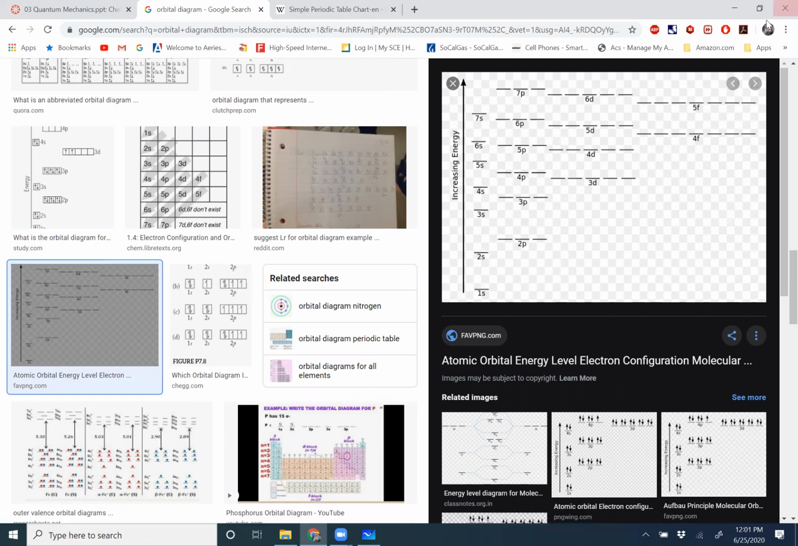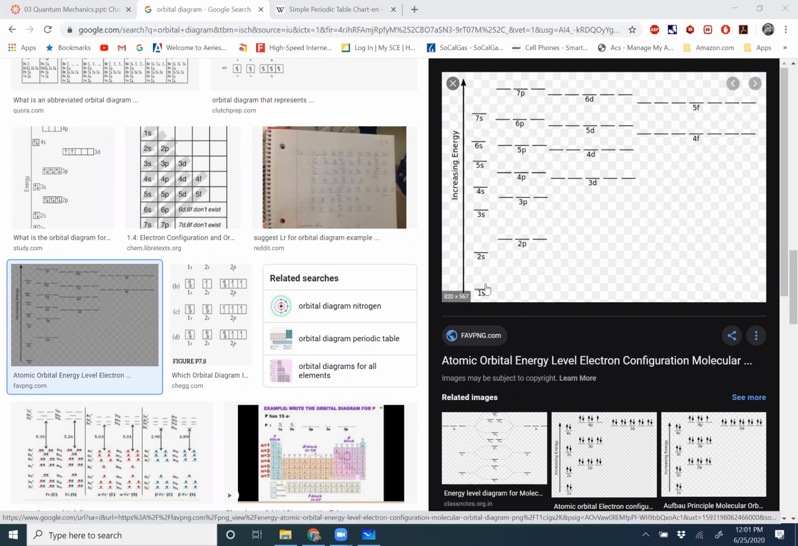So in the first energy level, sorry, my computer is lagging. In the first energy level, we have only the S, so we can fit 2 electrons here. In the second energy level, we have the P and the S, so we can fit both.